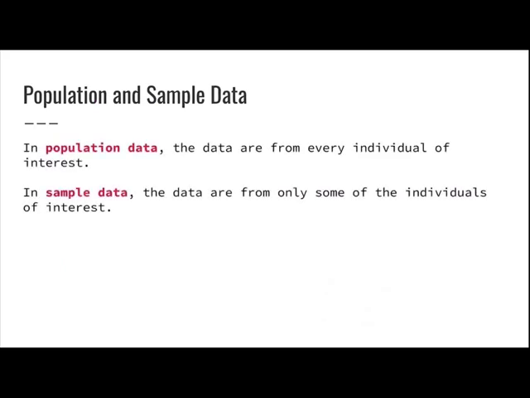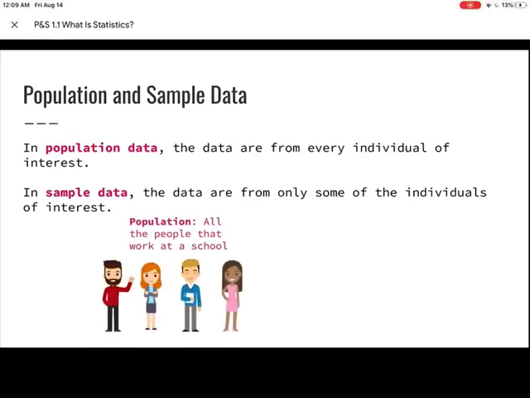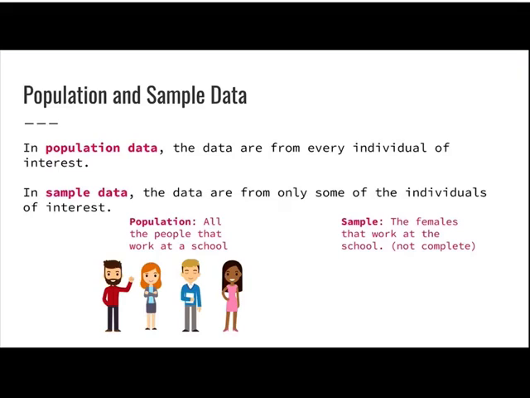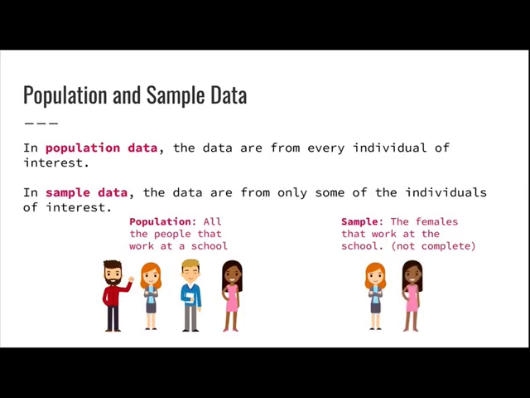So now I have population and sample data. In population data, the data are from every individual of interest. In sample data, the data is from only some of the individuals of interest. So a population could be all the people that work at a school. A sample of that population could be the females that work at the school. Note that a sample is not complete. It does not represent an entire population.